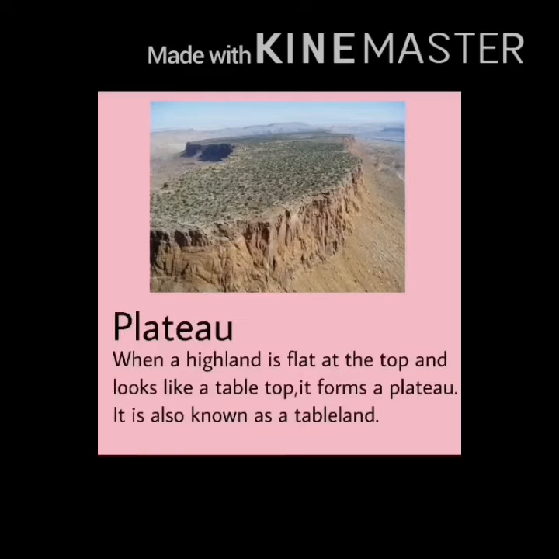Now let's move on to plateau and let's see what it looks like. Oh, it looks like a table. When a highland is flat at the top and looks like a tabletop, it forms a plateau. That's why it is also known as a tableland.